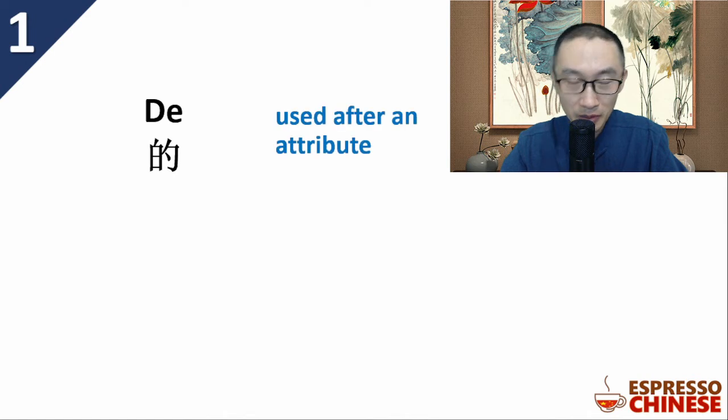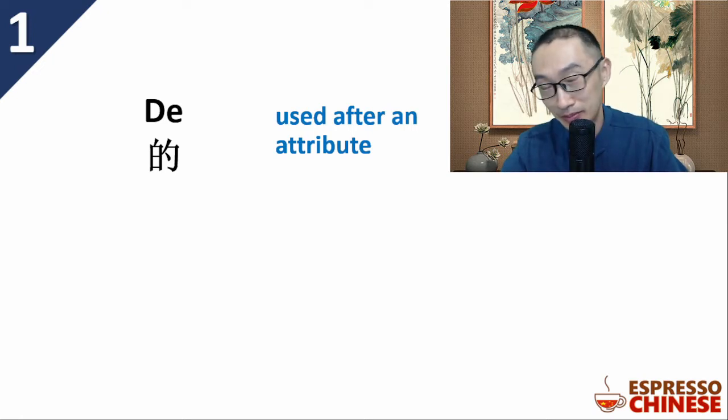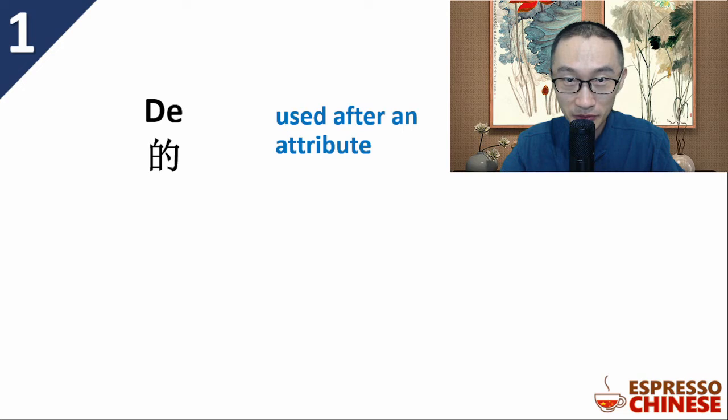In the book it said it's used after an attribute. It's a little complicated explanation, right? What's an attribute? Let me give you an example. For example, beautiful flower. Yes, we haven't learned beautiful or flower, but as an example, beautiful flower. So beautiful is an adjective. We call it a modifier. It's beautiful to modify flower. Beautiful flower. Okay? So this beautiful could be an attribute. The flower is a noun.